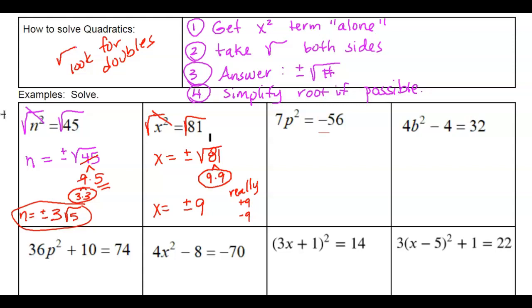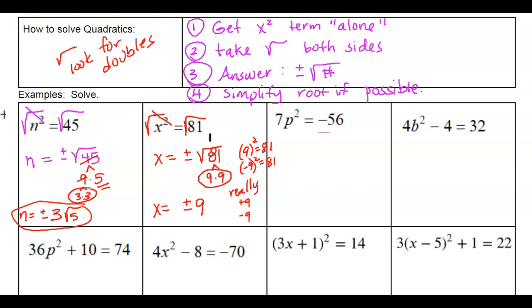And think of that. If I do 9 squared, do I get 81? And if I do negative 9 and I square it with parentheses, I also get 81. And so that's why we have 2 answers. Sometimes it's easier to see when you don't have a root, but that's why number 1 was also plus and minus. All right, let's look at number 3.